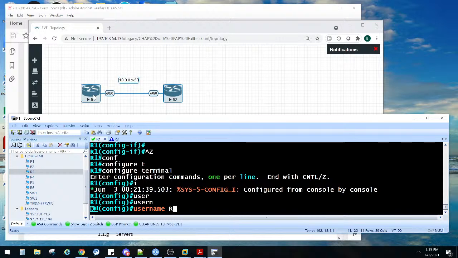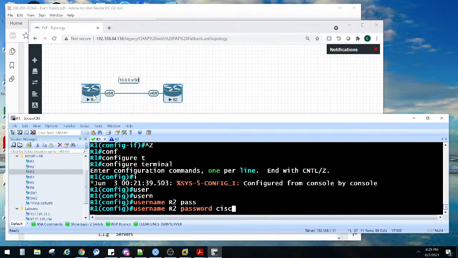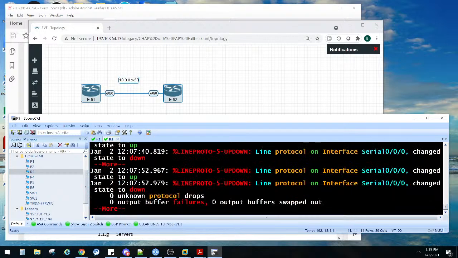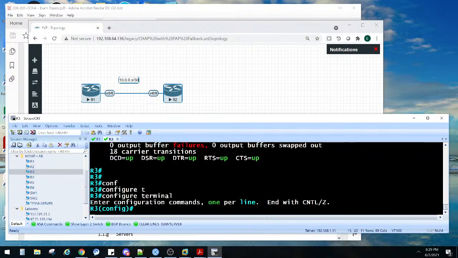So this is what he did, right? He put credentials for router 2 on router 1, if that makes sense, right? So password, and he put Cisco, right? We're going to do the same thing on the other side. But his is going to be, I put router 2.